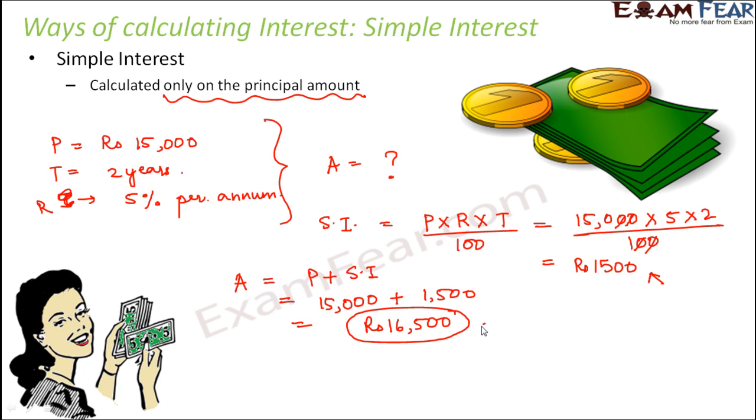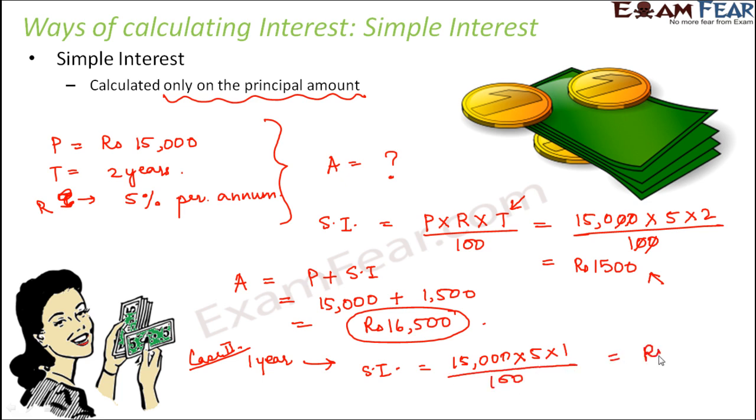Now, had she kept this money for 1 year, how much amount would she have got? In that case, she would have got less interest because her time period would have been 1 instead of 2. Let's consider this as case 2, where she has kept the money only for 1 year. The interest would be P into R into T divided by 100, which comes out to be rupees 750. If you compare the interest for 2 years and the interest for 1 year, the interest that she would get in 1 year is less, and therefore the amount that she would get after 1 year would also be less.